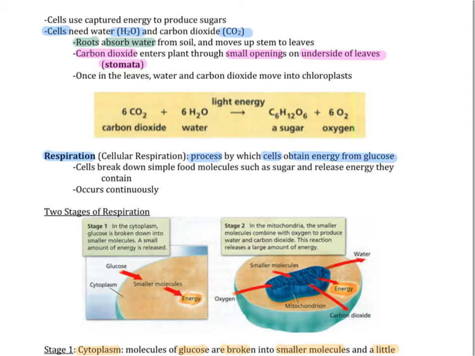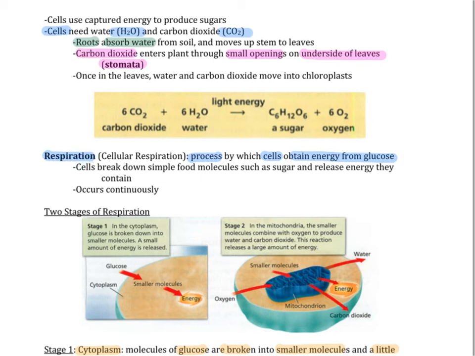chemical reaction that occurs. When you have 6 molecules of carbon dioxide, 6 molecules of water, and you expose them to light energy, they are able to break apart and reformulate as 1 sugar molecule and 6 oxygen molecules. C6H12O6 means that there are 6 carbon, 12 hydrogen, and 6 oxygen bonded together to make sugar.